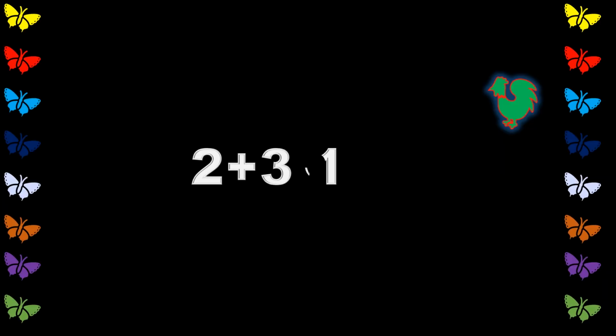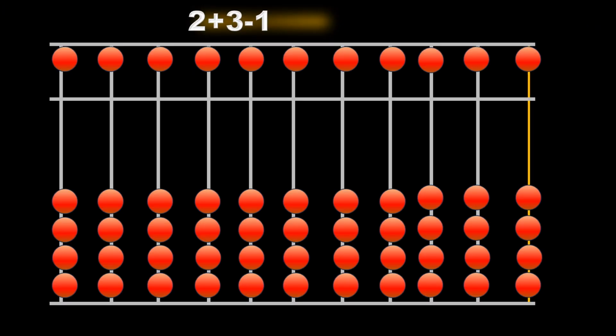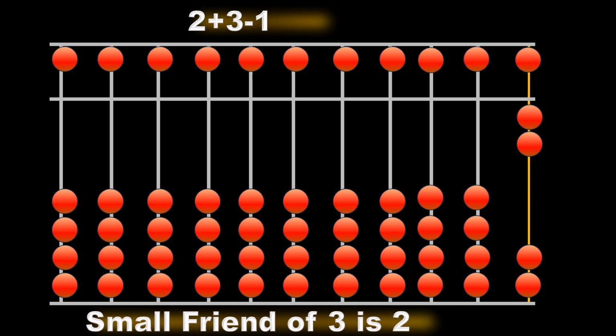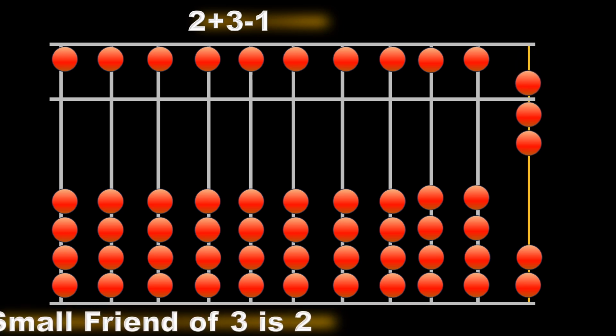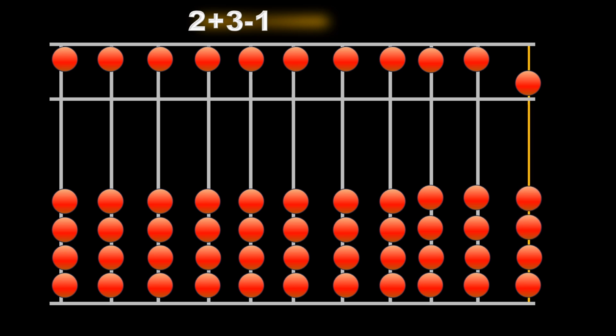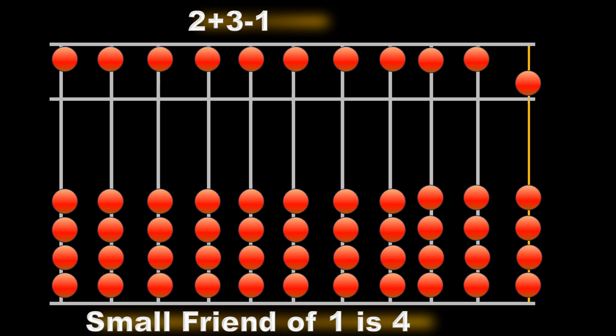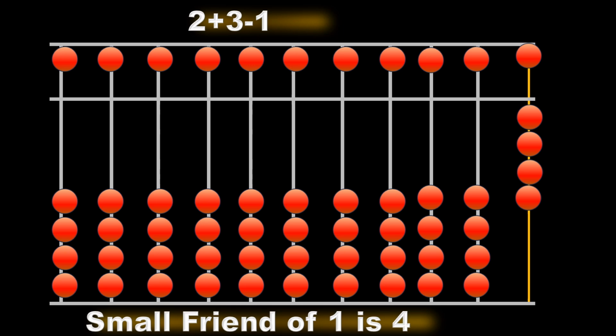The next question is 2 plus 3 minus 1. First add 2 lower beads. Now we have to add 3. What is small friend of 3? It is 2. So add 5, subtract 2. So the third digit here is subtract 1. So what is small friend of 1? It is 4. So subtract 5, add 4, the lower beads. So the answer becomes here 4. So this is the way we have to do using small friends.